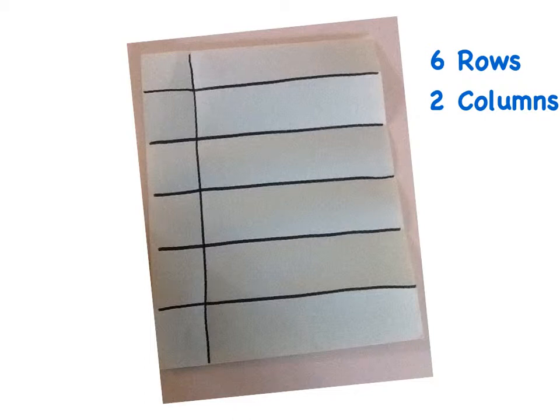First, take your piece of paper or notebook paper and draw 6 rows and 2 columns. I like to fold my paper first just to make sure my lines are straight. You can do this directly in your notebook or on a separate piece of paper.